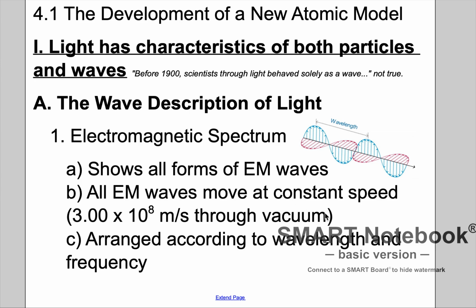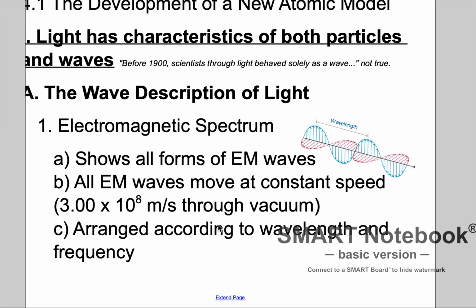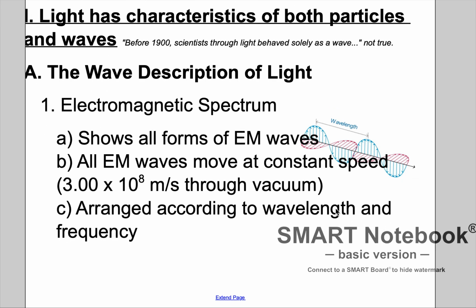The electromagnetic wave shows all types of the electromagnetic waves that I just listed. All of these waves move at a constant speed in a vacuum, and that speed is 3.00 times 10 to the 8th meters per second. In a vacuum, this is their speed. When you put them through different mediums, that speed does vary. These electromagnetic waves are arranged according to wavelength and frequency in the spectrum. Your bigger wavelengths, like your radio waves, would be way over here, and then the wavelength gets smaller until you get to your gamma rays.